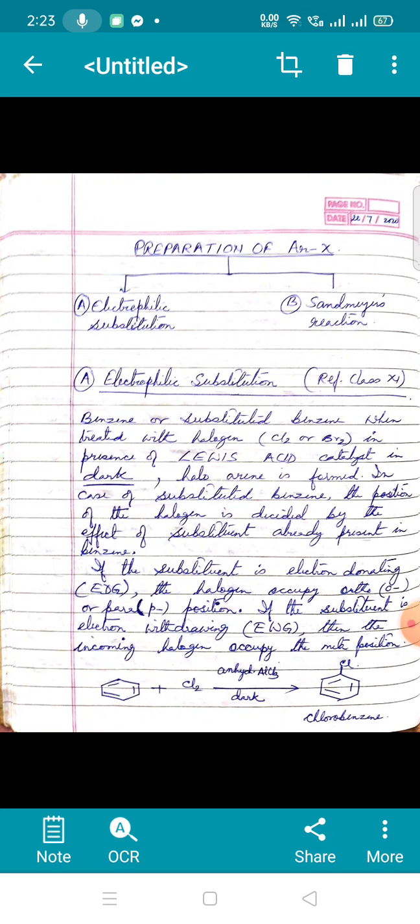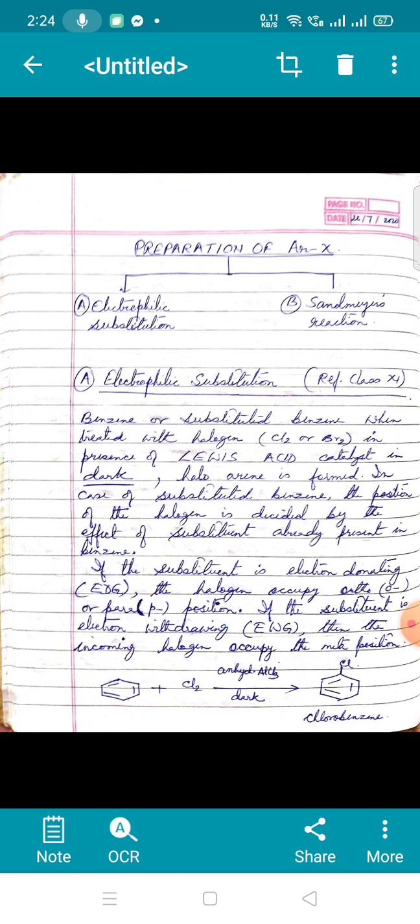One is electrophilic substitution reaction. The other one is Sandmeyer's reaction. Electrophilic substitution reaction is not new to you. We have already done it in the class 11 syllabus in the chapter hydrocarbons. So let us just revise it.